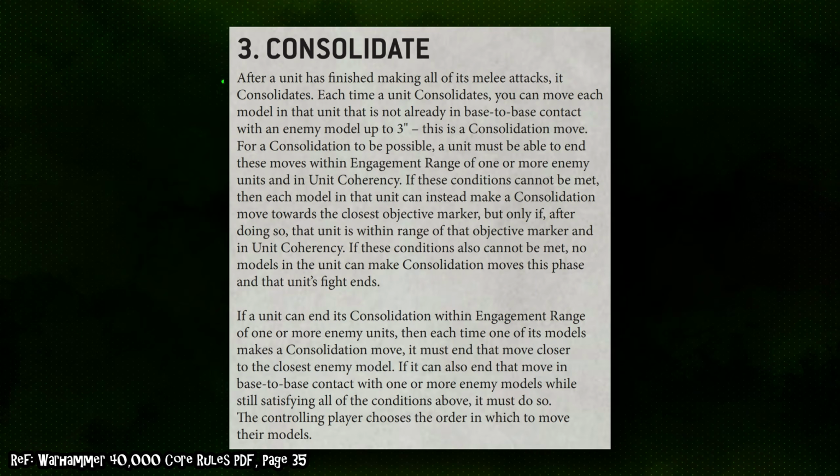Similarly, consolidation happens at the end of your fight phase activation and moves 3 inches towards the nearest model, just like piling in, if you can engage an enemy unit at the end of that movement. However, if you cannot, you instead can move 3 inches towards the nearest objective marker, as long as you can move into the control range, or 3 inches from the 40mm marker of that objective marker.